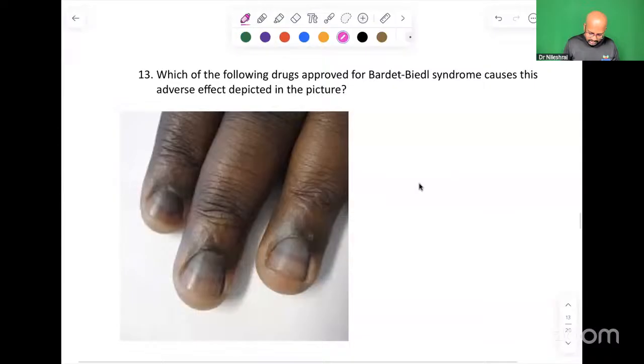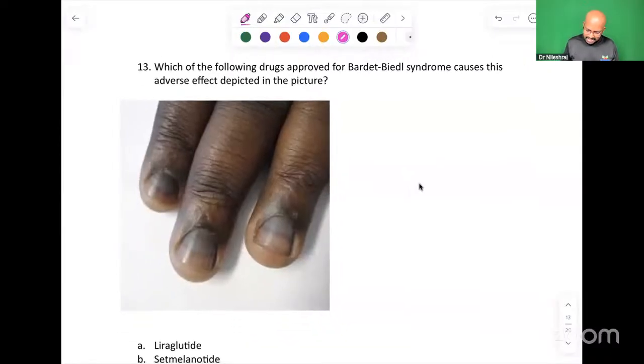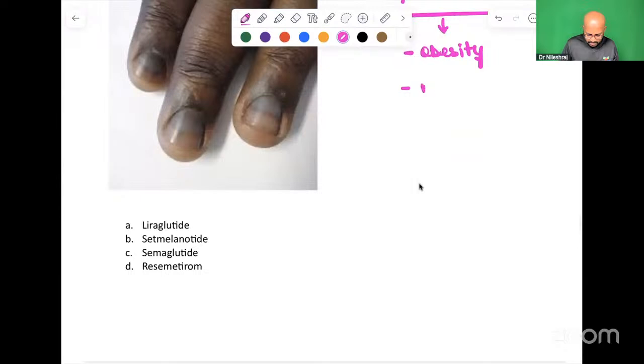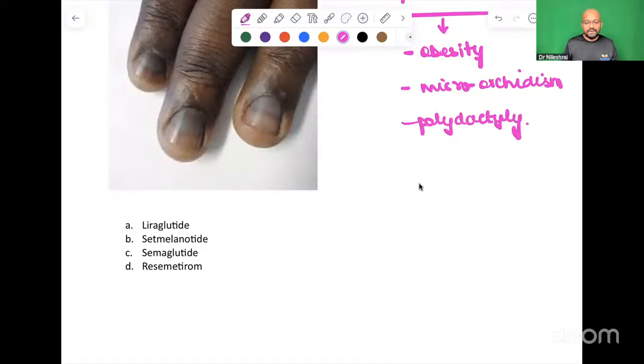Good, we'll move on. Which of the following drugs approved for Bardet-Biedl syndrome causes this adverse effect depicted in the picture? First of all, what is this Bardet-Biedl syndrome? This is an autosomal recessive disorder, primarily a primary cilia defect. Patients might develop obesity, microorchidism, polydactyly, and multiple different symptoms, guys. There are many different mutations found to be related with this Bardet-Biedl syndrome.